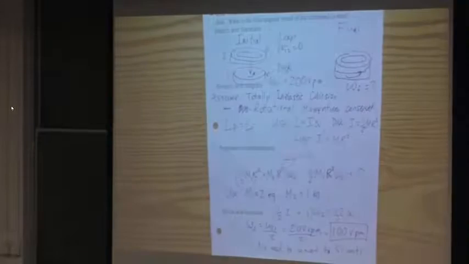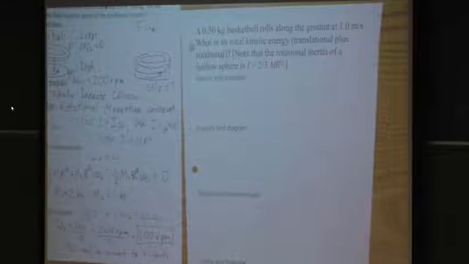Let's do an example of rotational kinetic energy. So the example is this. A 0.5 kilogram basketball rolls along the ground at 1.0 meters per second. What is its total kinetic energy? And it's asking for translational plus rotational. So we can sketch it.